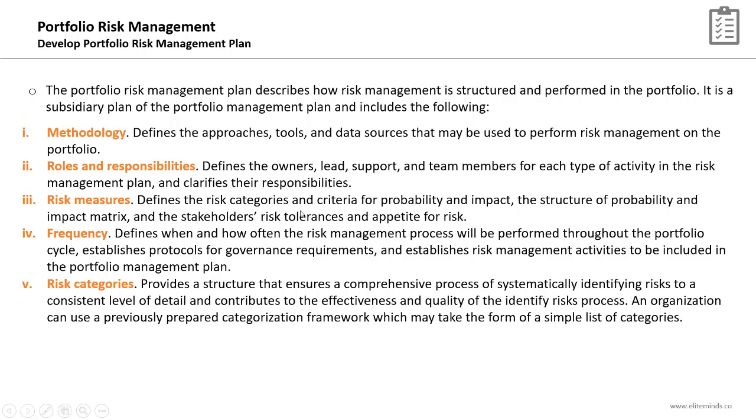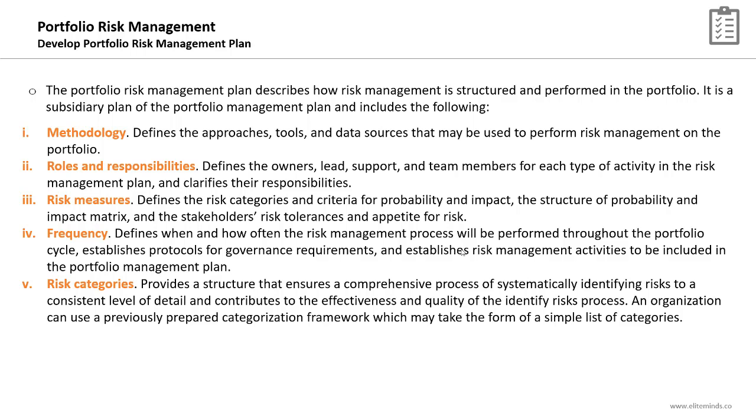I had one question in my PFMP exam asking where you can search for the risk management activities, roles, and responsibilities, and one of the options was the portfolio management plan, as the risk management plan is part of the portfolio management plan. Another section is the risk measures, which defines the risk categories and criteria for probability and impact, the structure of the probability and impact matrix, and the stakeholders' risk tolerances, thresholds, and appetite.